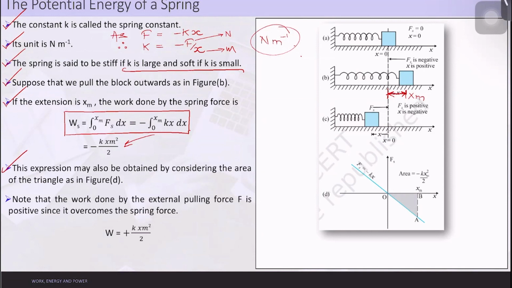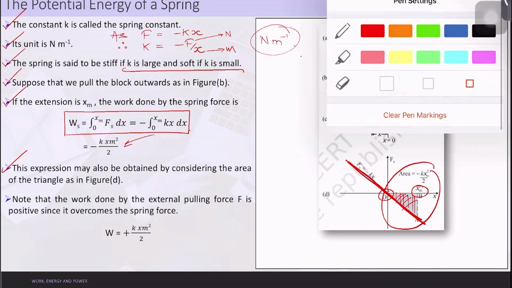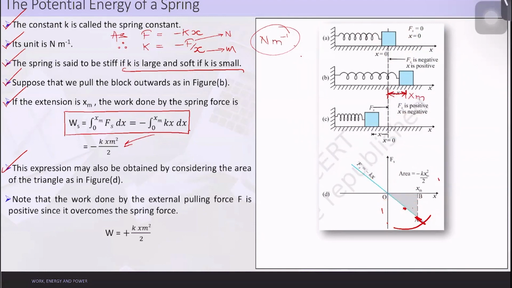This expression may also be obtained by considering the area of the triangle as in figure d. We can understand that the work done is nothing but the area under the graph of F and x. This is the force F equal to minus kx acting. If we are going from displacement 0 to xm, it is the area of this. Just look at this graph very carefully. What is the area? It is the area of the triangle here.